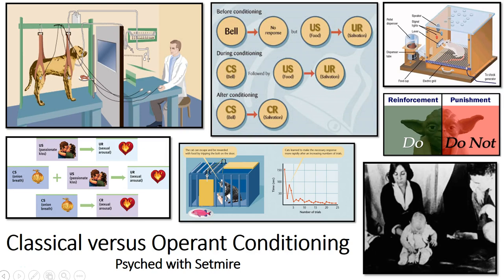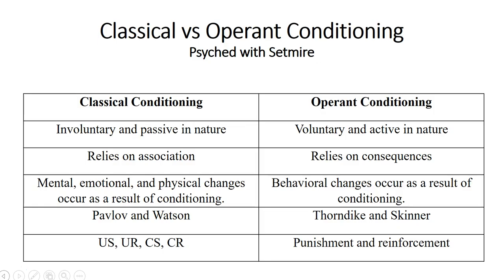Today we're going to look at the differences between classical and operant conditioning. And I'm assuming here that you know a little bit about them. We're just going to review some of the differences in the way that they work relatively quickly. So let's look at some of the key differences between these two different types of learning. And of course they work together, but they do work a little bit differently.